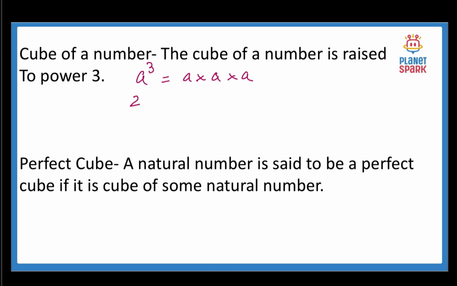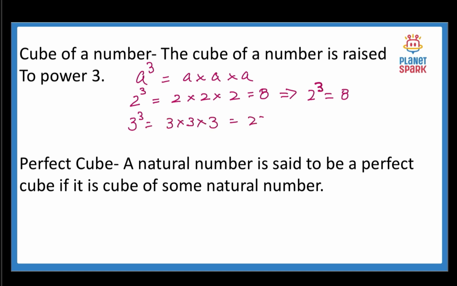Similarly, 2 raised to the power 3 means 2 cube. That means 2 into 2 into 2. 2 is multiplied 3 times and that is 8. So this gives us 2 cube is equal to 8. Further, 3 cube is equal to 3 into 3 into 3. A number multiplied 3 times by itself gives the cube. So 3 cube is equal to 27. 4 cube is equal to 4 into 4 into 4, which is equal to 64, which is equivalent to saying that 4 cube is equal to 64.